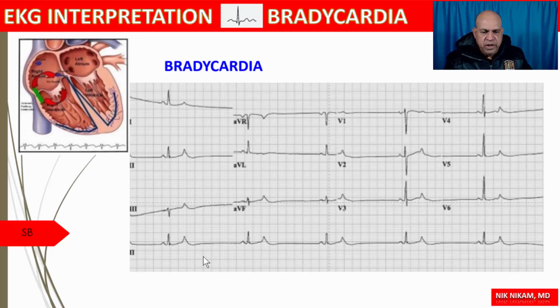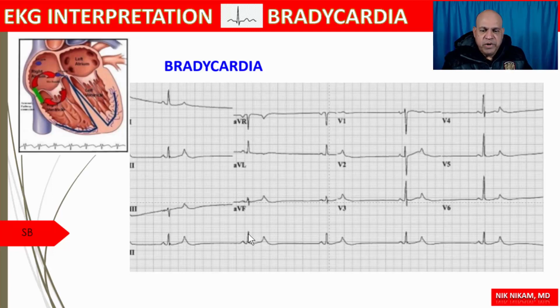Here's an example of a very slow heart rate. I want you to take a moment and write down all the findings you see in this electrocardiogram, then we can continue. So we have a bradycardia. If you look at the beats, we have a constant PR interval. The ventricular rates are also constant. The heart rate is 1, 2, 3, 4, 5, 6, 7, 8, 9. So it's a little more than 30 beats per minute.